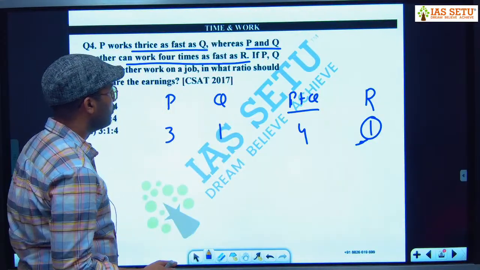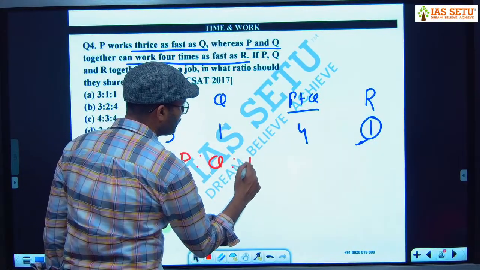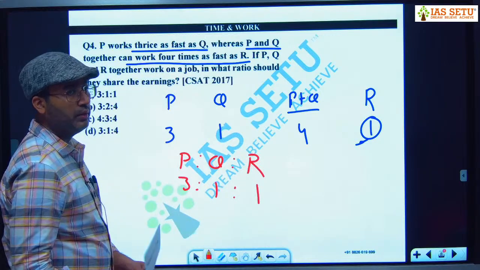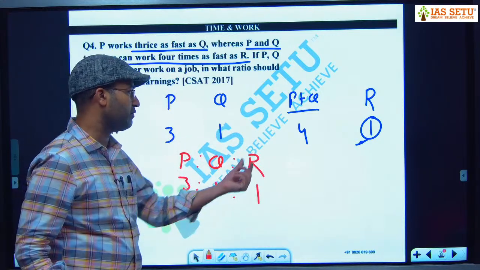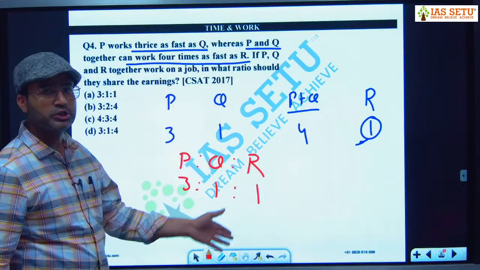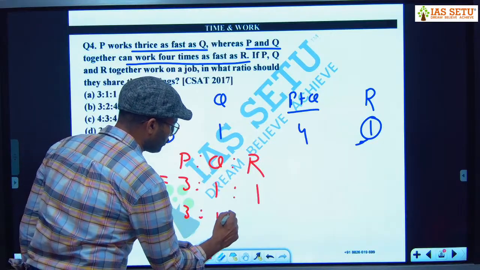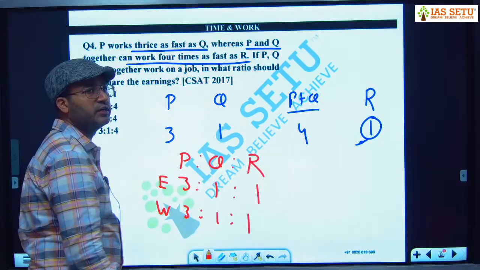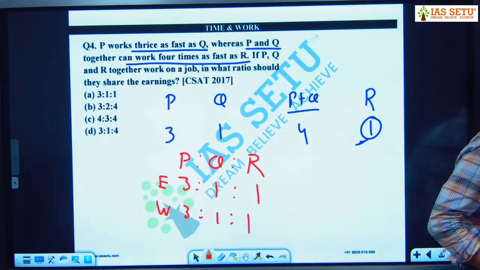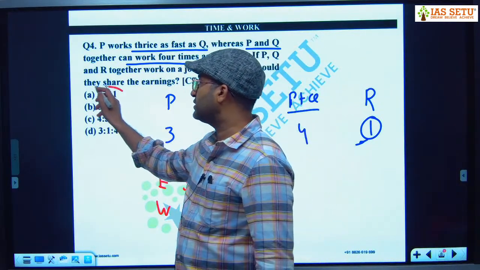So now here, what is the efficiency ratio of P is to Q is to R? 3:1:1. P can make 3 chairs, Q can make 1 chair, R can make 1 chair. If their efficiency ratio is 3:1:1, their wages ratio is also 3:1:1. So their earning is also shared in the same ratio, 3:1:1, because efficiency and wages are directly proportional. So in this question, our answer is A.